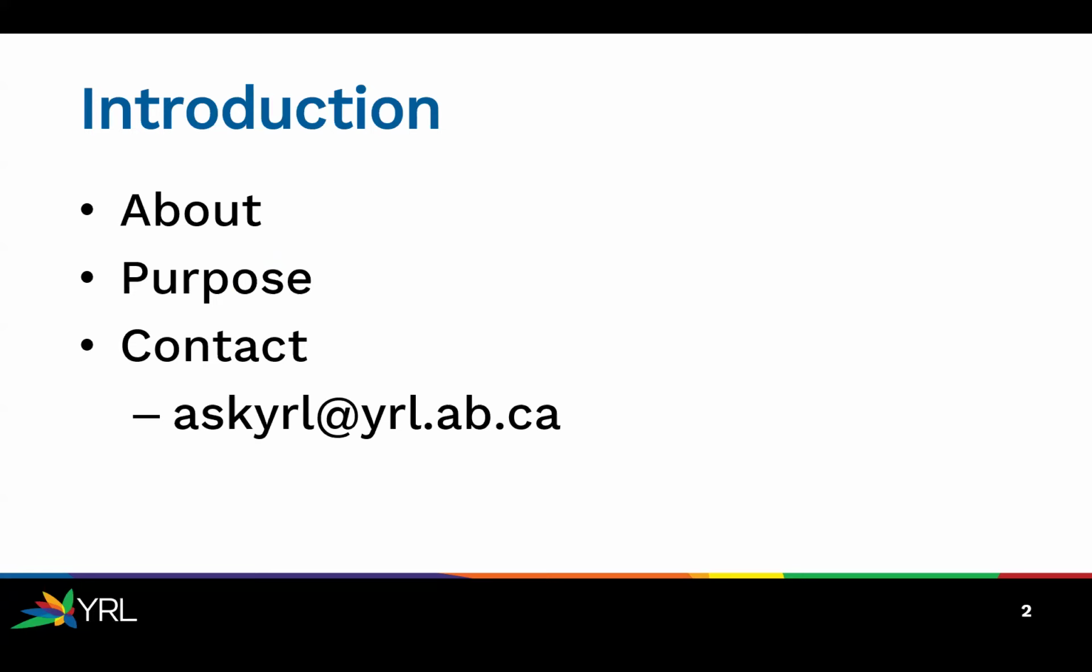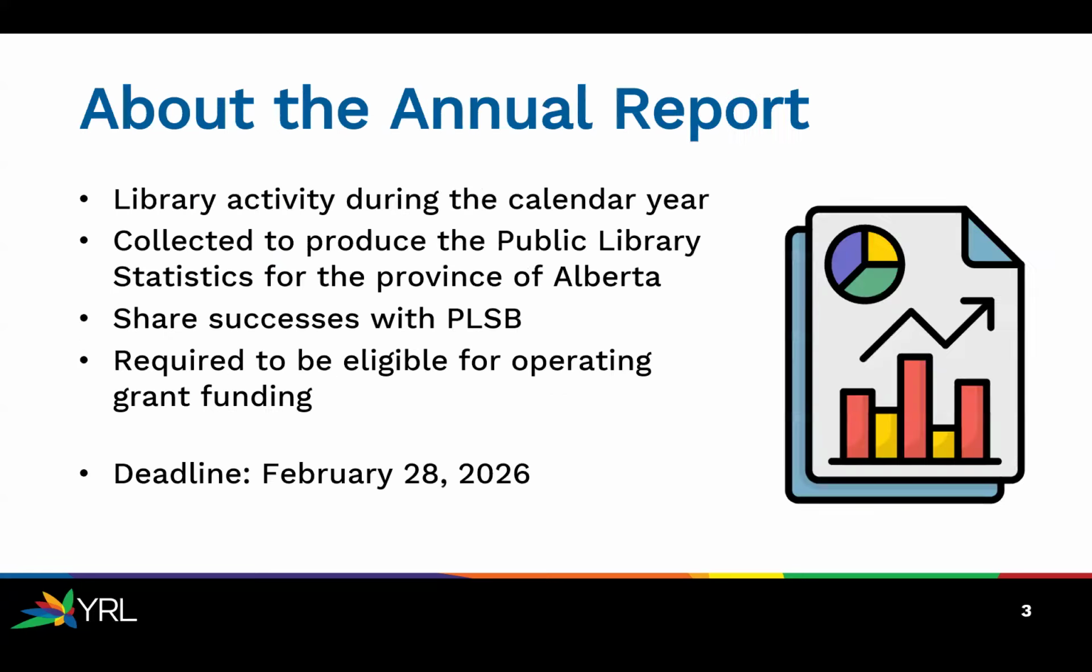Okay, so that's what we just covered through the introduction. So, about the annual report. The annual report is collected by the PLSB, the Public Library Service Branch of the Government of Alberta, to get a sense of province-wide library activity during the previous calendar year. With the data that they collect, they produce something called the Public Library Statistics document for Alberta libraries, and you can actually view those statistics on their website.